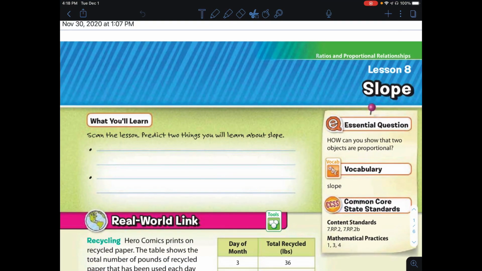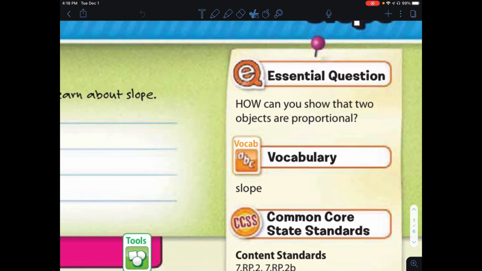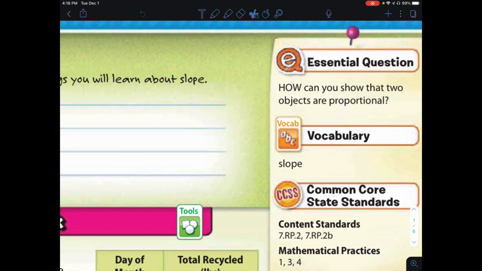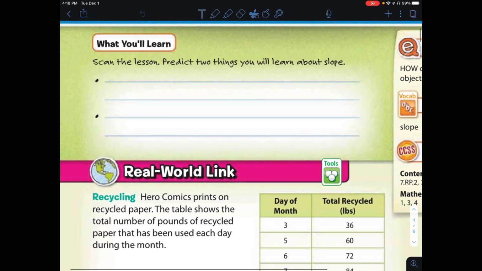So, lesson 1-8, and today we are going to talk about slope. We go back to the essential question of this chapter: how can you show that two objects are proportional? All throughout this chapter, we've been talking about ratios, rates, equivalent ratios, and eventually proportional and non-proportional relationships. And this is another way of identifying proportional relationships by using slope. Last lesson, I think we discussed constant rate of change and unit rates, and we will show how all these three are connected to each other.